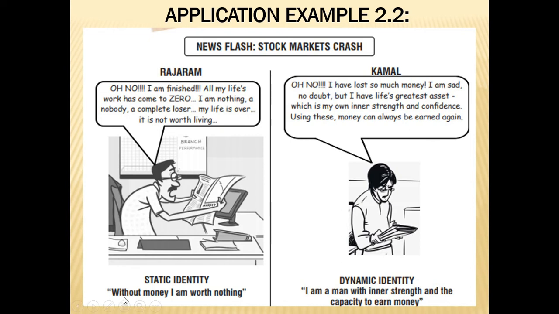So the static identity thinks, "Without money I'm not worthy. I'm nothing." But the dynamic identity person thinks, "I am a man with inner strength and the capacity to earn money again."